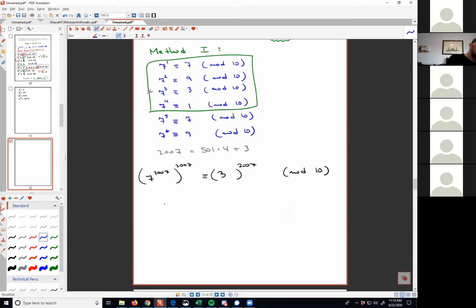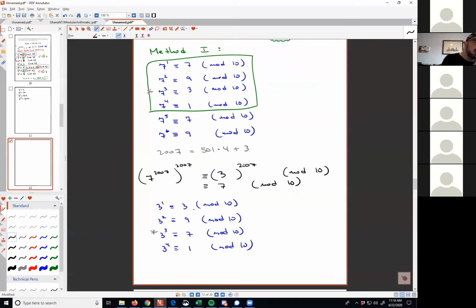Okay. What is the pattern for powers of 3? 3, 9, 7, 1. 3, 9, 7, 1. Same units digits, just in a different order. And again, we want the third one, just like we did before, which is going to get us back to 7. So 7 is our answer.